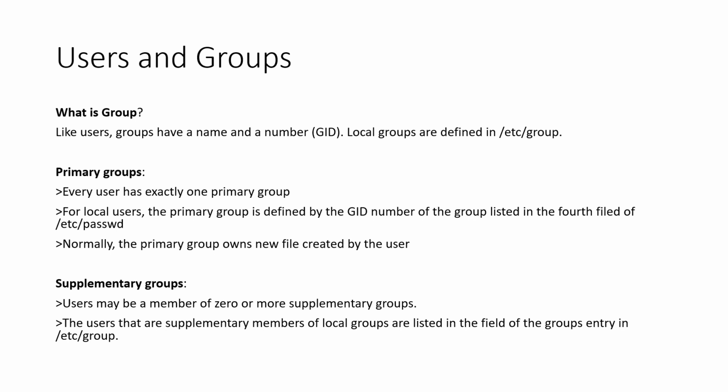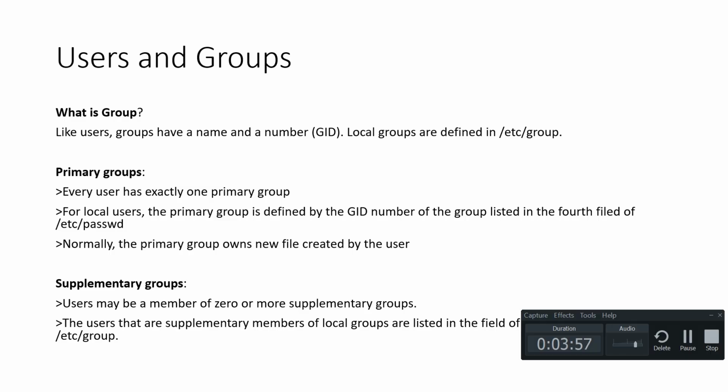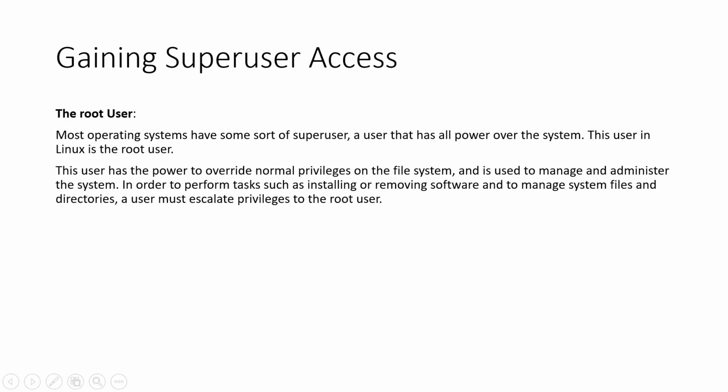Supplementary groups: users may be a member of zero or more supplementary groups. Apart from the primary group, one user can have multiple supplementary groups. The users that are supplementary members of a local group are listed in the members field of the group's entry in /etc/group. Okay, let's move to the next slide.